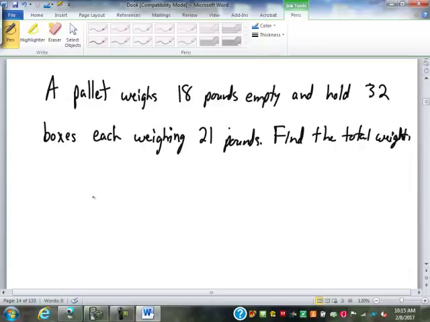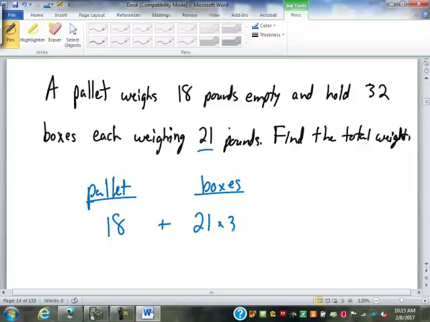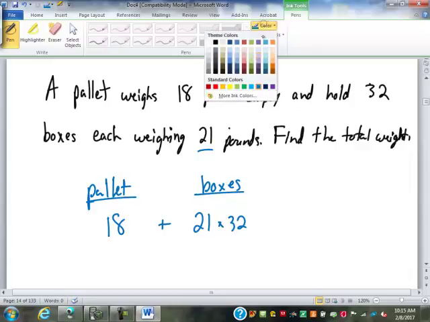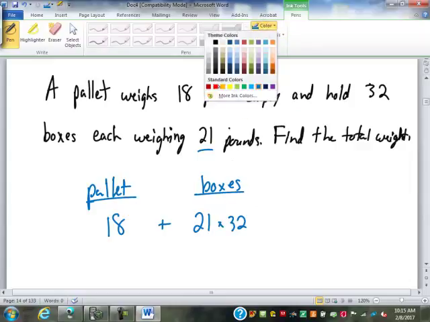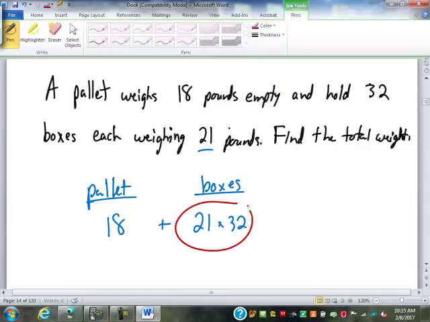So here we've got the pallet is 18. To that we're going to add the boxes. How much do the boxes weigh? 21 each times there's 32 of them. So 21 times 32 is 672. 18 plus 672, 690 pounds.